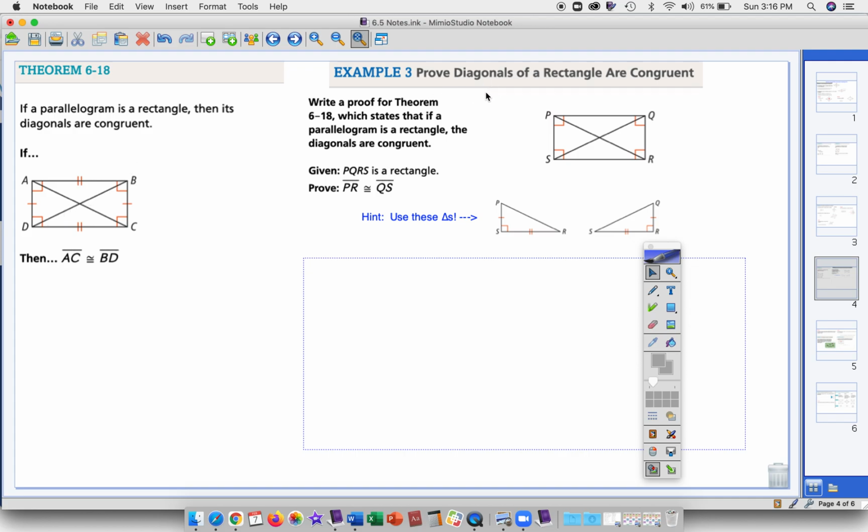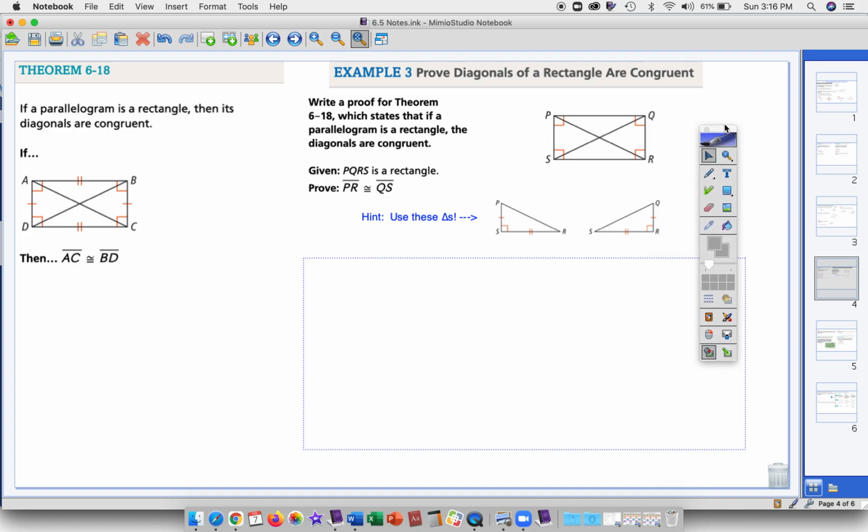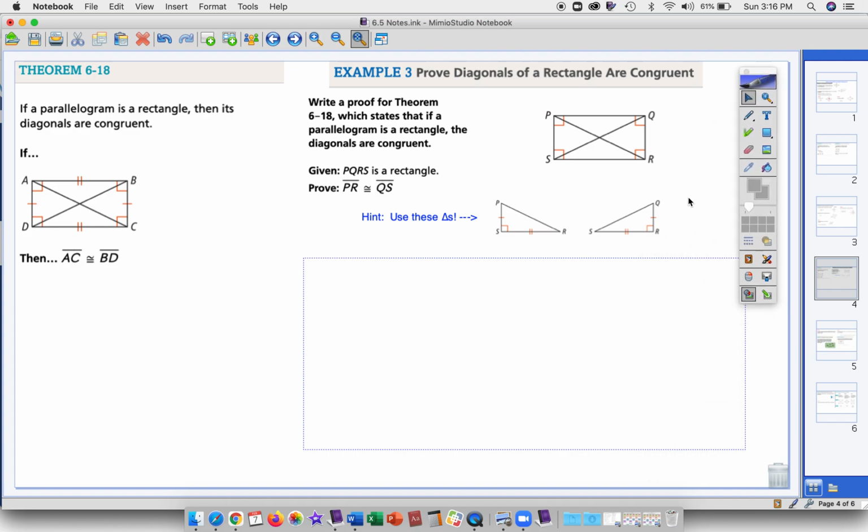So now you're actually going to prove that the diagonals of a rectangle are congruent. We're given that PQRS is a rectangle. We're asked to prove that PR is congruent to QS. So I would like you to pause the video, fill out your 2-column proof, and I gave you a hint to use these 2 overlapping triangles. Okay, so go ahead and give that a try and then come back when you're done.